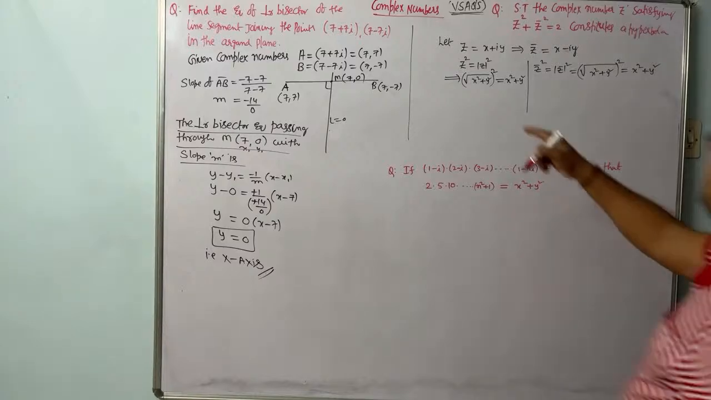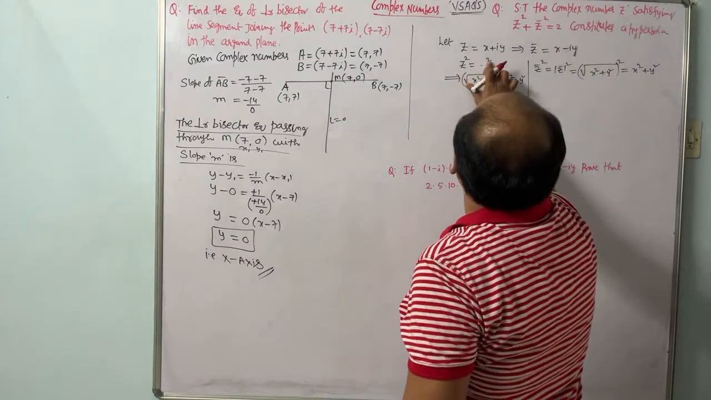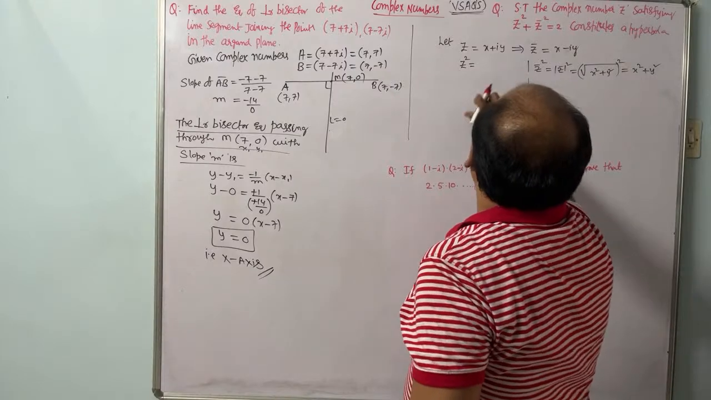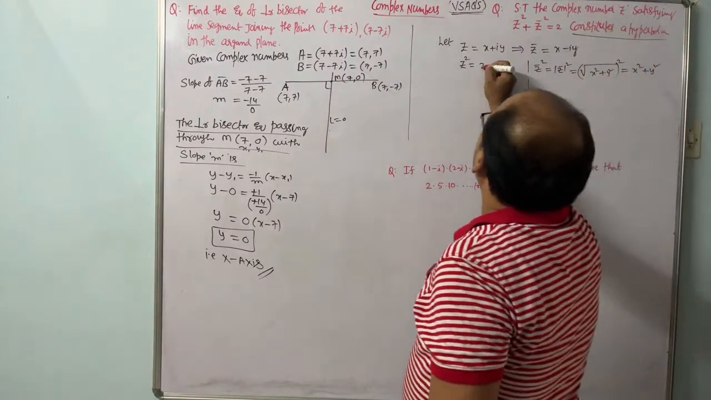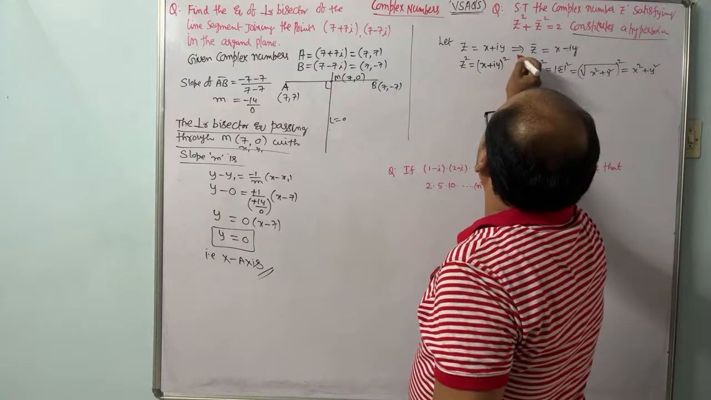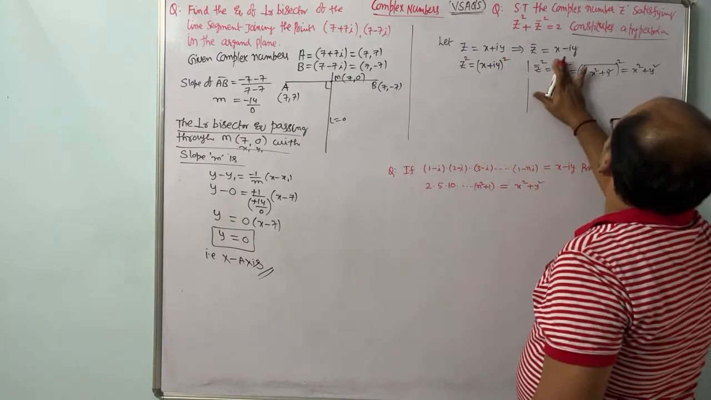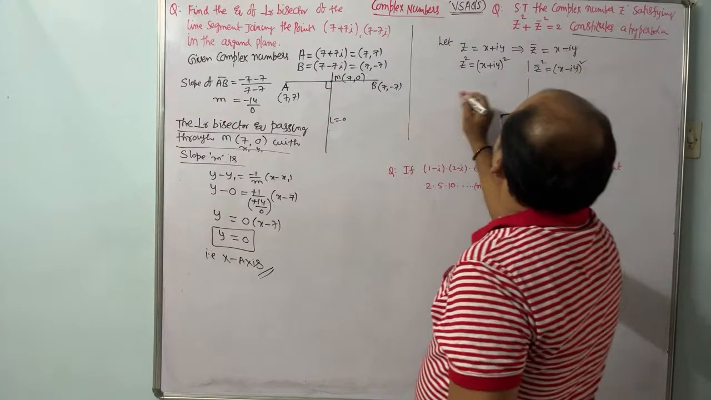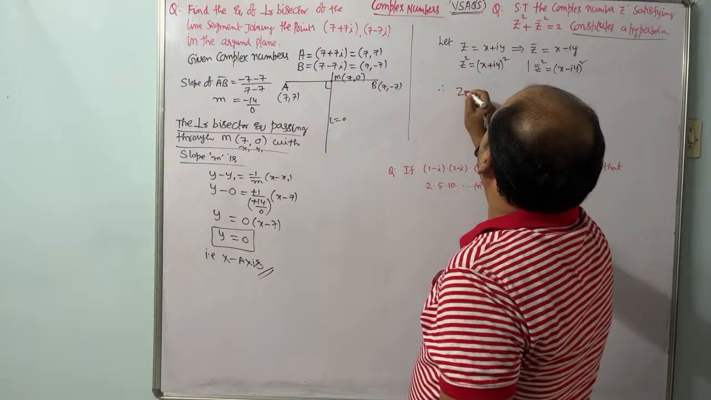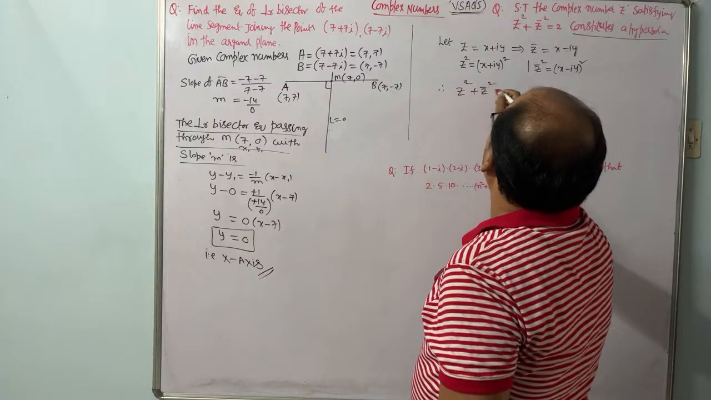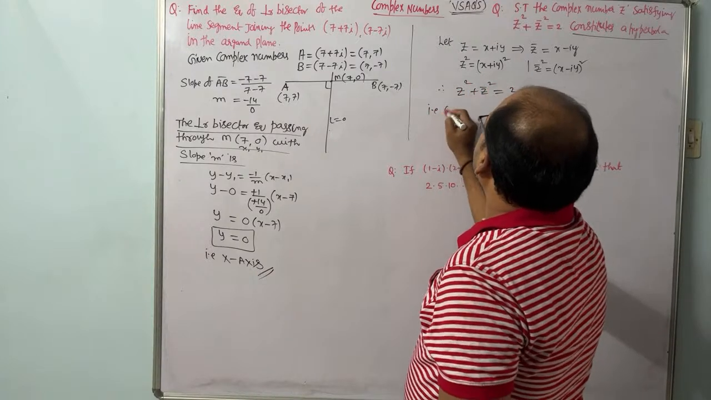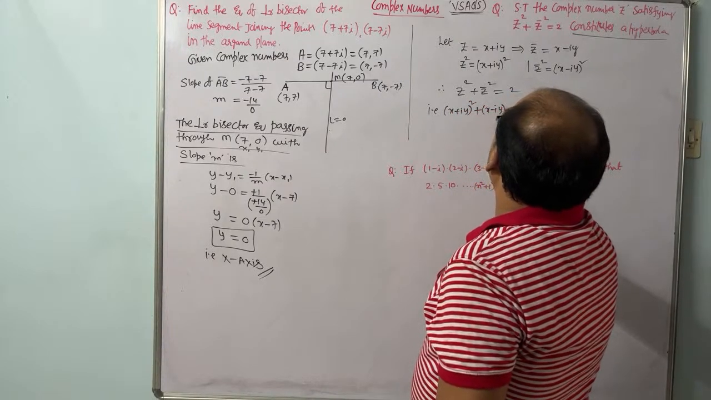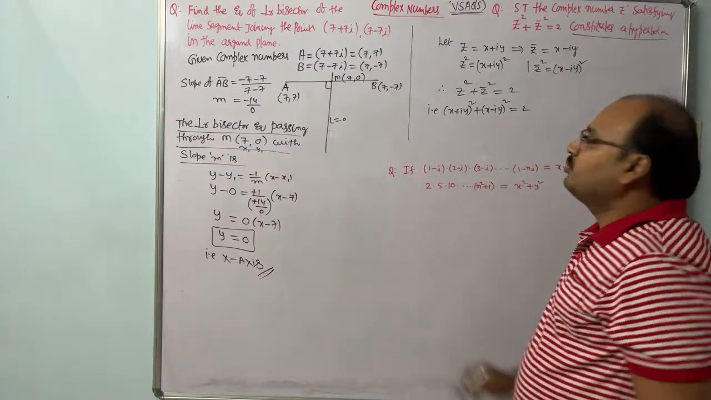Notice, they are not asking to do that. If you do the same thing with these values, it won't constitute a hyperbola. They are asking for x plus iy whole square, you write it, and here also x minus iy whole square. So after that condition, you can take it. Z square plus z bar square equal to 2, that is x plus iy whole square plus x minus iy whole square equal to 2.